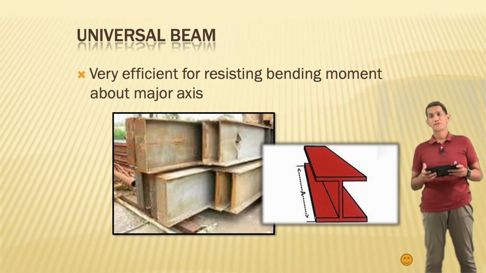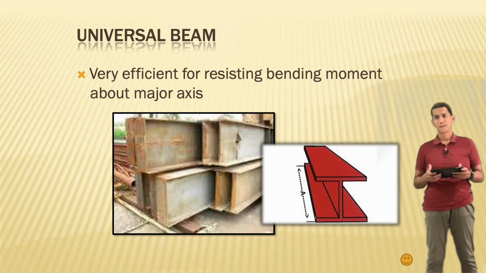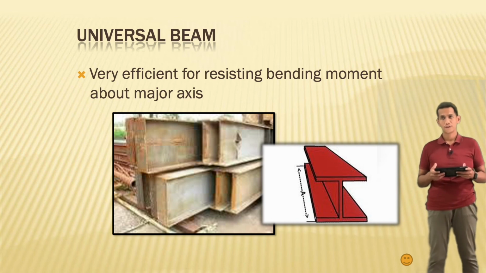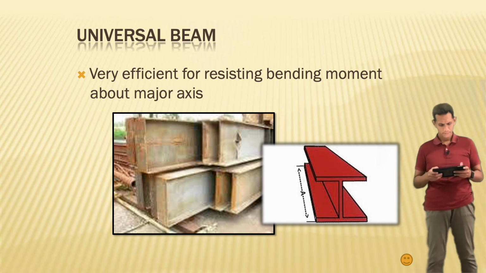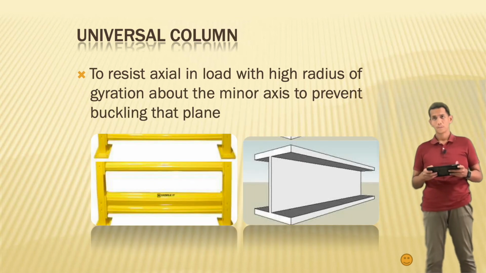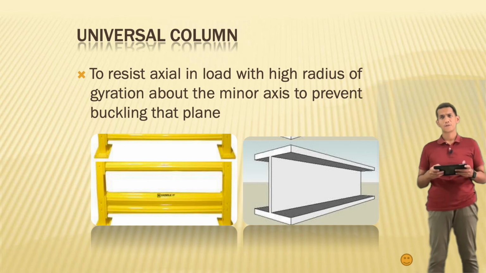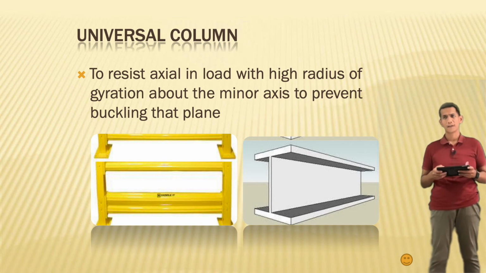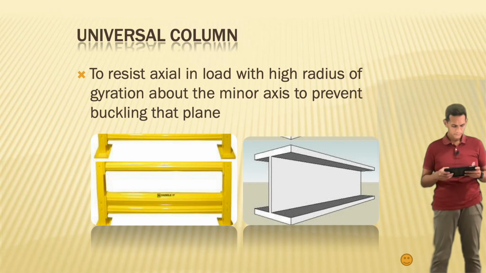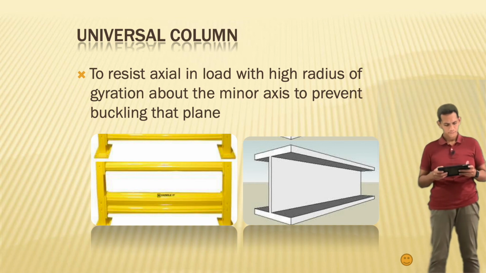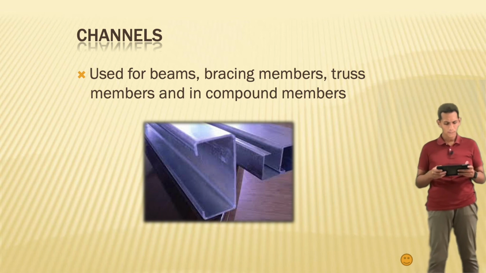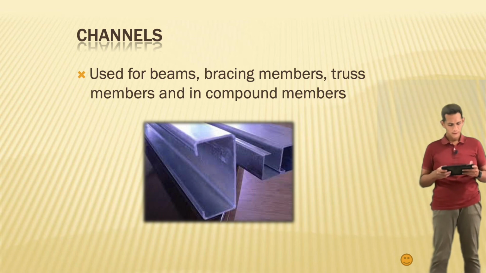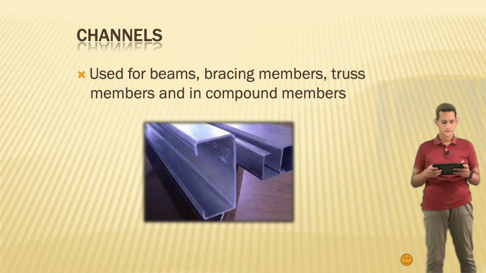Universal beam, very efficient for resisting bending moment about the major axis. So this type of universal beam is for an I-beam, for example. This is a universal column to resist axial load with a high radius of gyration about the minor axis to prevent buckling in the plane. Universal column, as shown in the figure. We have channels used for beams, bracing members, truss members, and in compound members. This is shown in the figure as a C section, because it's quite similar to a C.